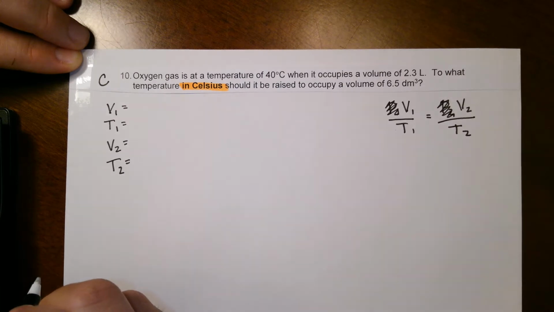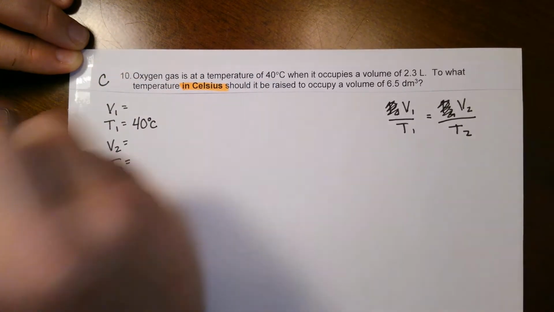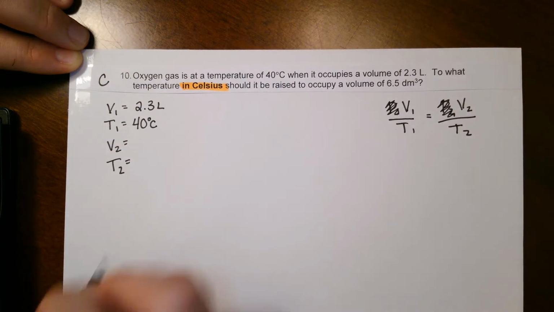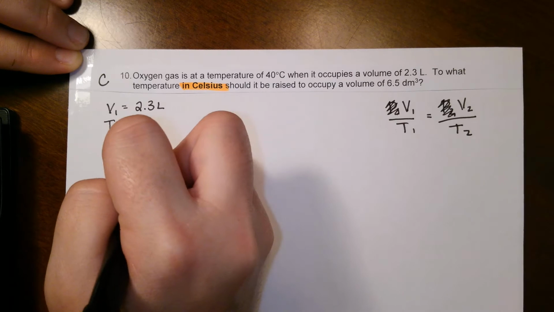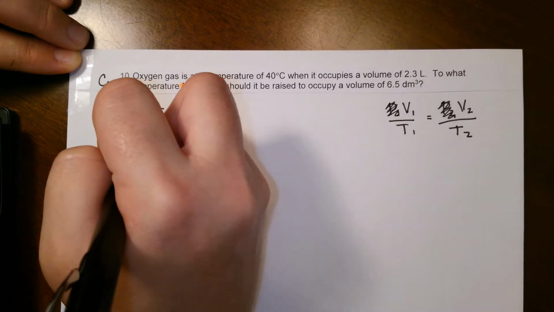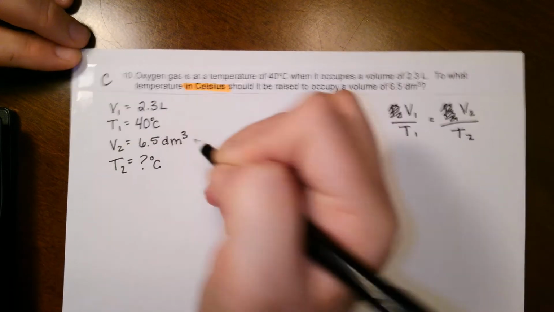It says the initial temperature is 40 degrees Celsius, and the volume is 2.3 liters. So what temperature in Celsius? So it wants to know it in Celsius. Would it be raised to occupy a volume of 6.5 dm cubed?